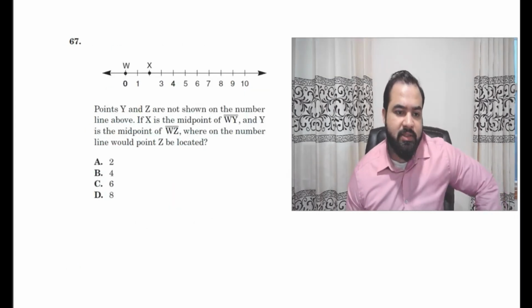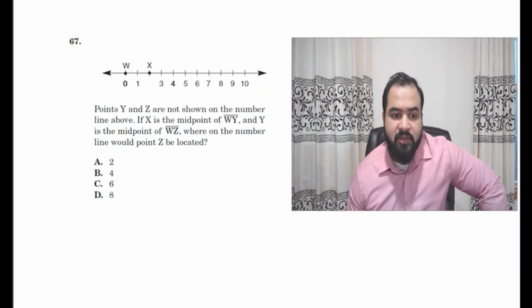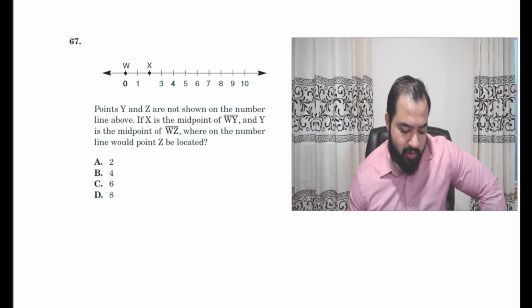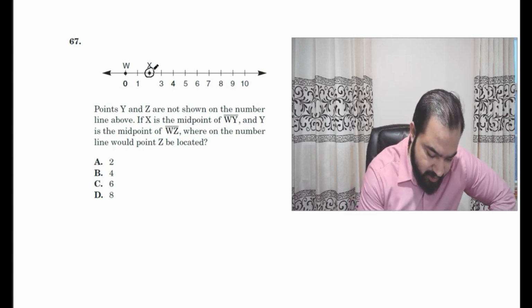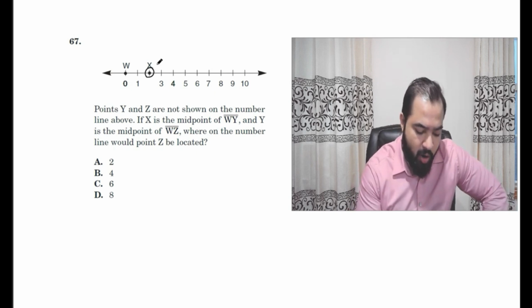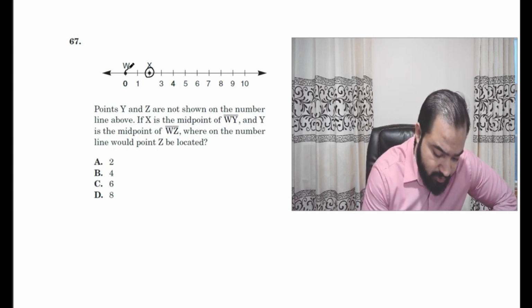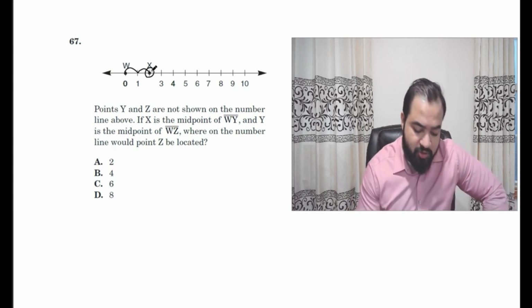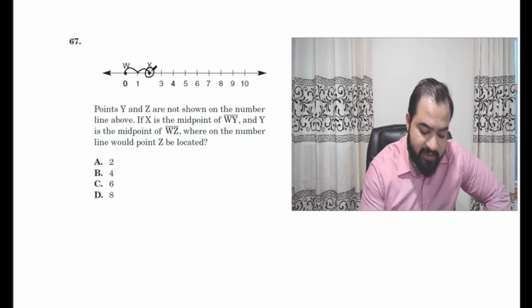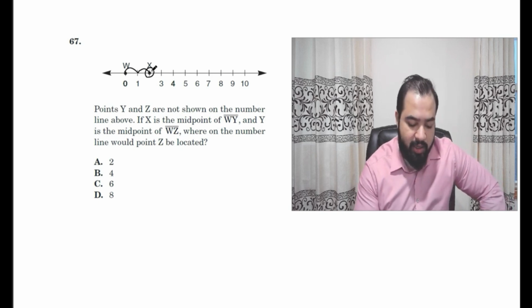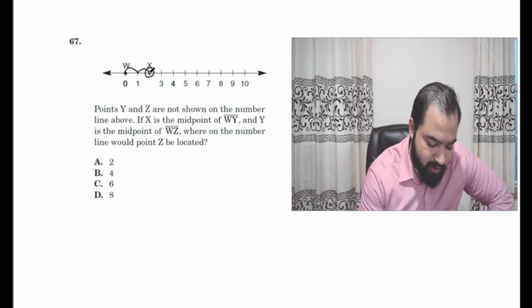Okay, question 67 gives a number line. It says points y and z are not shown on the number line above. So if x is the midpoint of wy, x here is the middle of w and y. From w to x, the distance is 2 units. Since x is the midpoint of w and y, from x to y there should be a distance of only 2 units. So this is y.